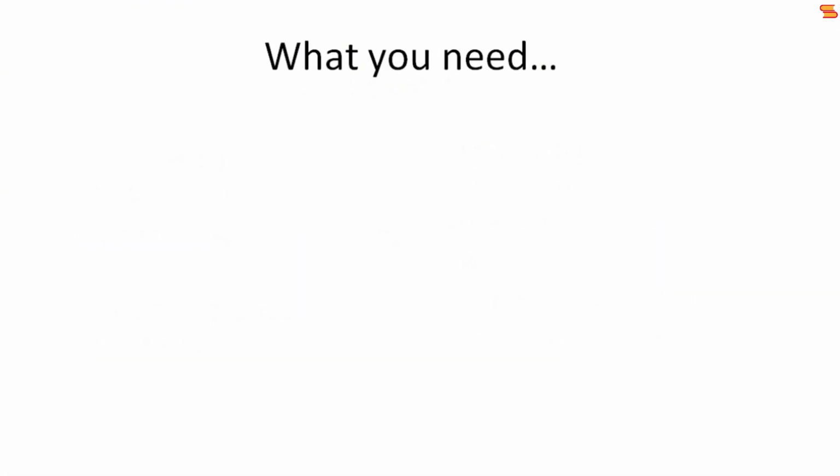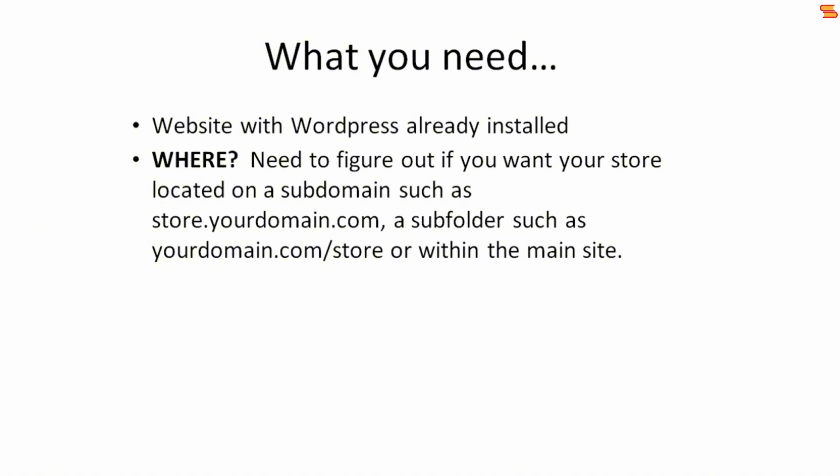Okay, so what I want to talk about right now is what you need before you can get started. So before we even dive into the video course, you are going to need these things. So obviously you're going to need a website with WordPress already installed. Now, in terms of where, you need to figure out if you want your store located on a subdomain, such as store.yourdomain.com, or maybe you want it to be located within a subfolder, such as yourdomain.com/store, or within the main site.